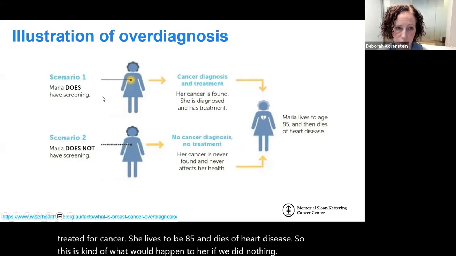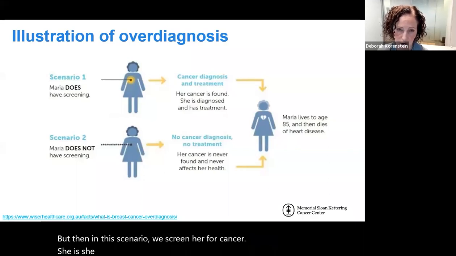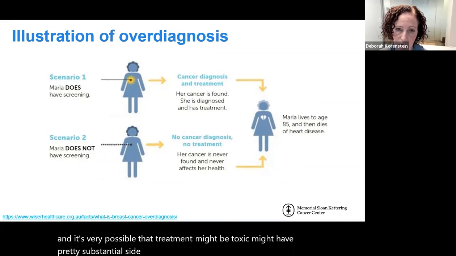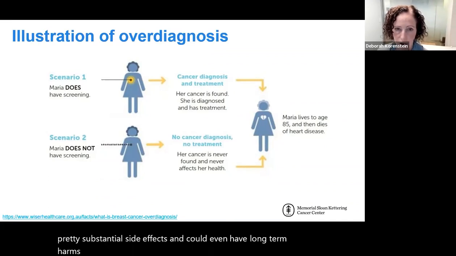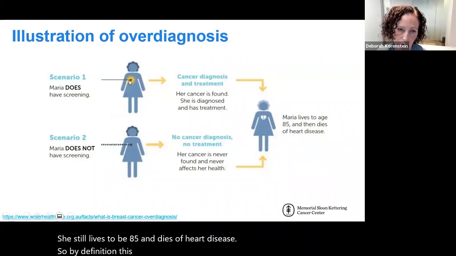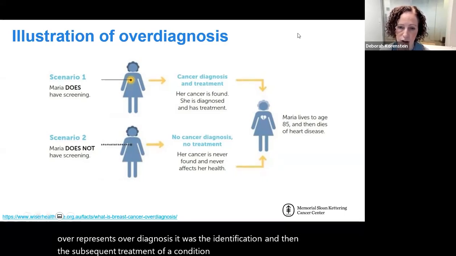But then in this scenario, we screen her for cancer. She is diagnosed with cancer and she's treated for cancer. And, you know, it's very possible that that treatment might be toxic, might have pretty substantial side effects, and could even have long-term harms to the patient. She still lives to be 85 and dies of heart disease. So by definition, this cancer that we found through screening represents overdiagnosis. It was the identification and then the subsequent treatment of a condition that didn't affect her life.